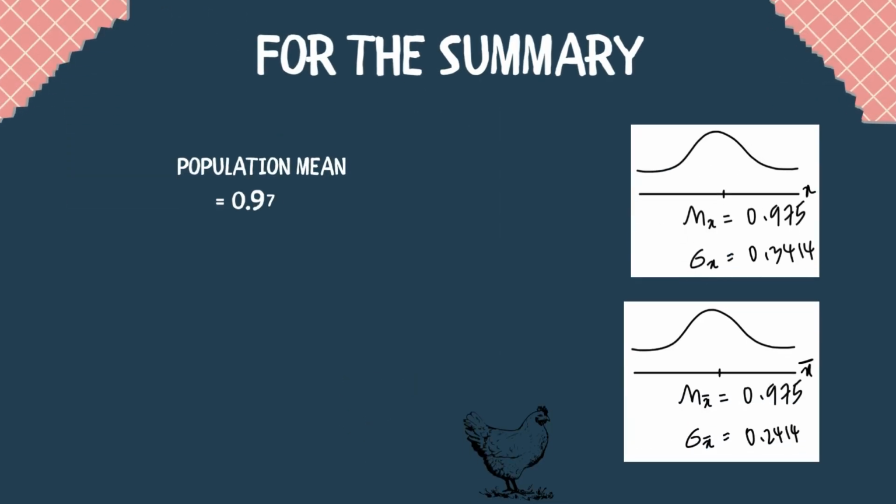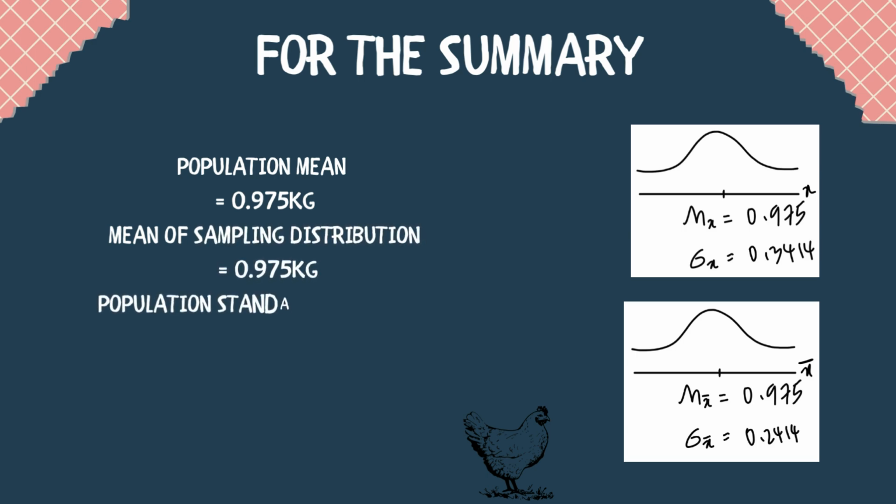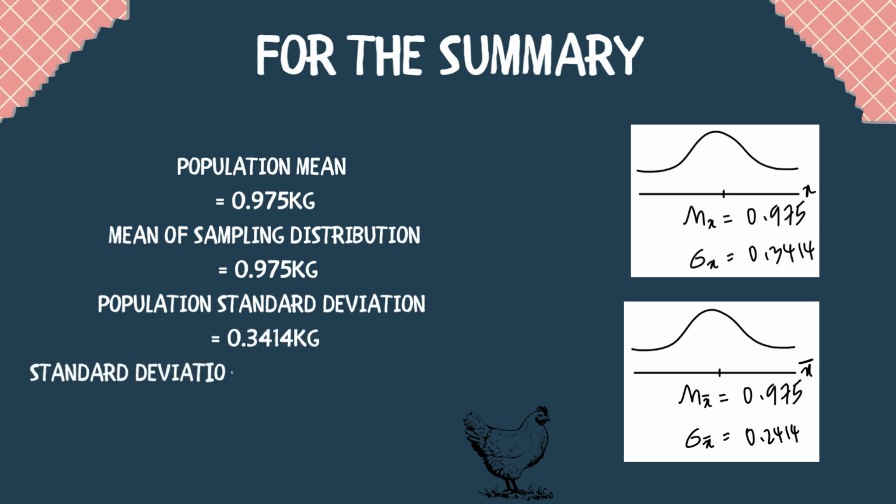For the summary, the population mean is 0.975, the mean of the sampling distribution is 0.975, the population standard deviation is 0.3414, and the standard deviation of the sampling distribution is 0.2414. As you can see from the right hand side, the upper one is the curve for the population, and the lower one is the curve for the sampling distribution.